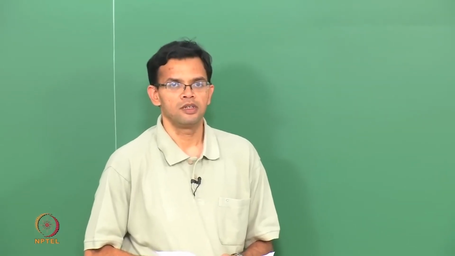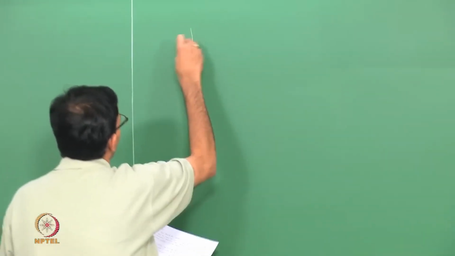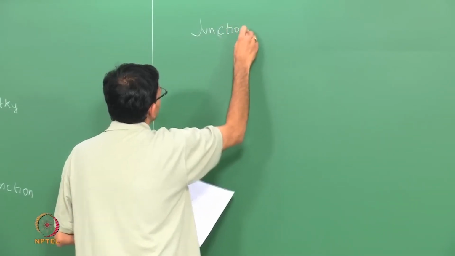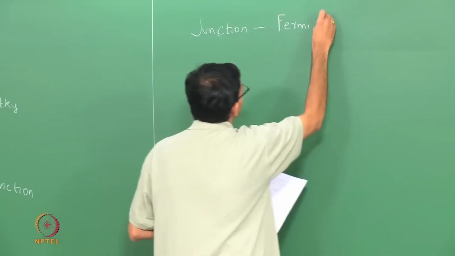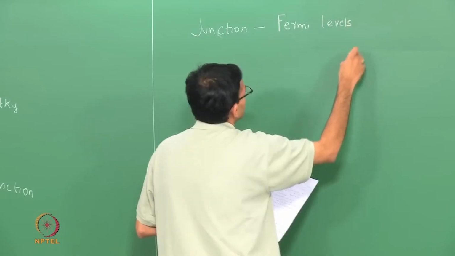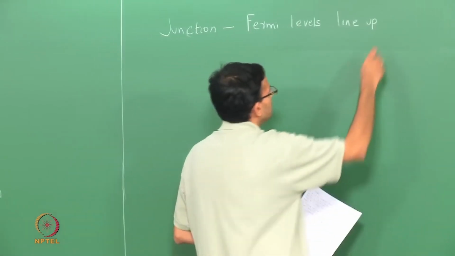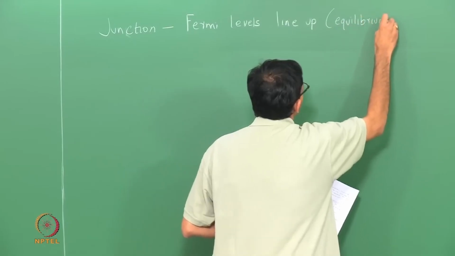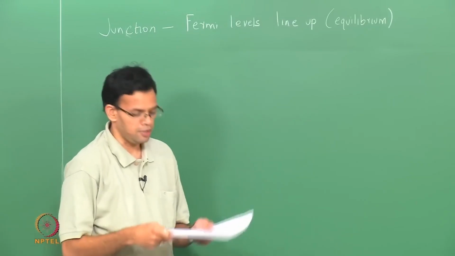So, the most important rule when a junction is formed is that the Fermi levels must line up at equilibrium. So, whenever you have a junction, the Fermi levels must line up, and this is at equilibrium. Equilibrium here means there is no external potential applied to the system.